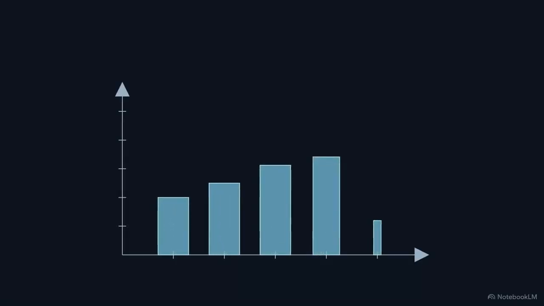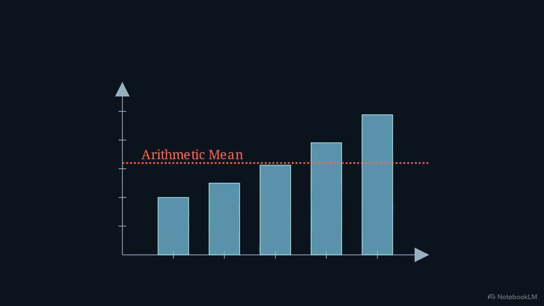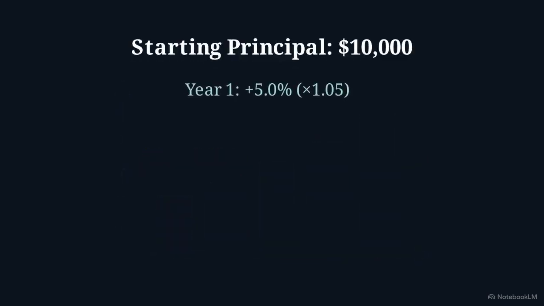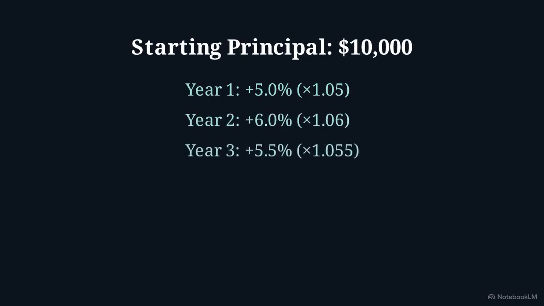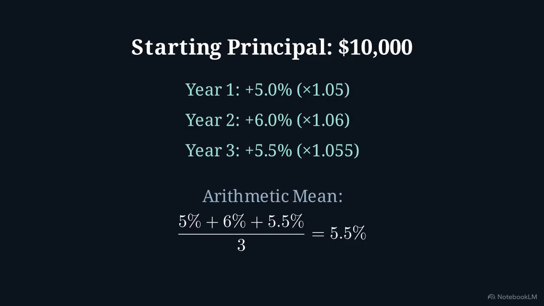However, the arithmetic mean fails to accurately represent cumulative wealth when dealing with multi-year compounding returns. For a $10,000 investment earning 5%, 6%, and 5.5% over 3 years, a simple average suggests a return of 5.5%, but this is mathematically flawed for cumulative growth.